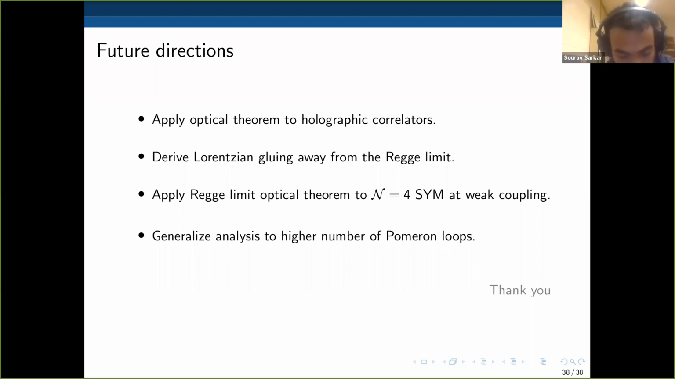Because we can keep lambda finite in, say, the multiplicative optical theorem that we had. We think we can try to apply it to, say, n equals 4 super Yang-Mills at weak coupling, and also it would be interesting, say, if we consider the one loop process, to think of generalizing it to higher number of Pomeron loops. Okay, I think that's all from me. Thank you.